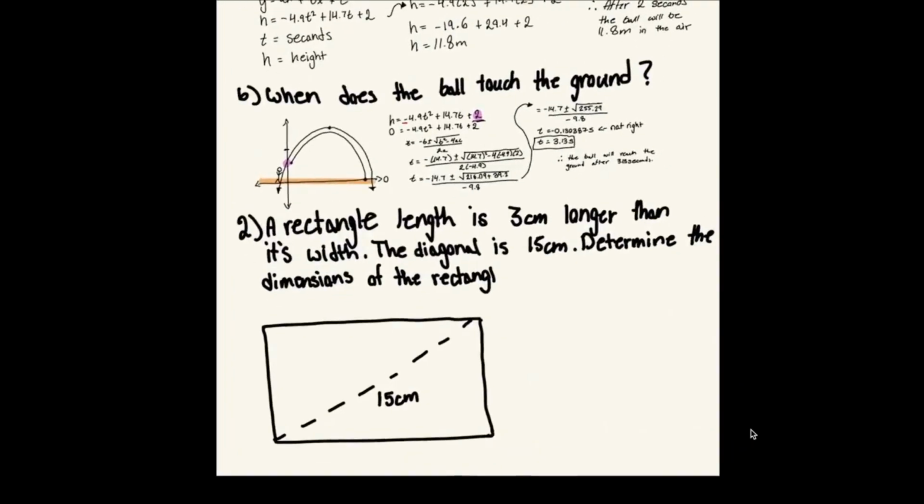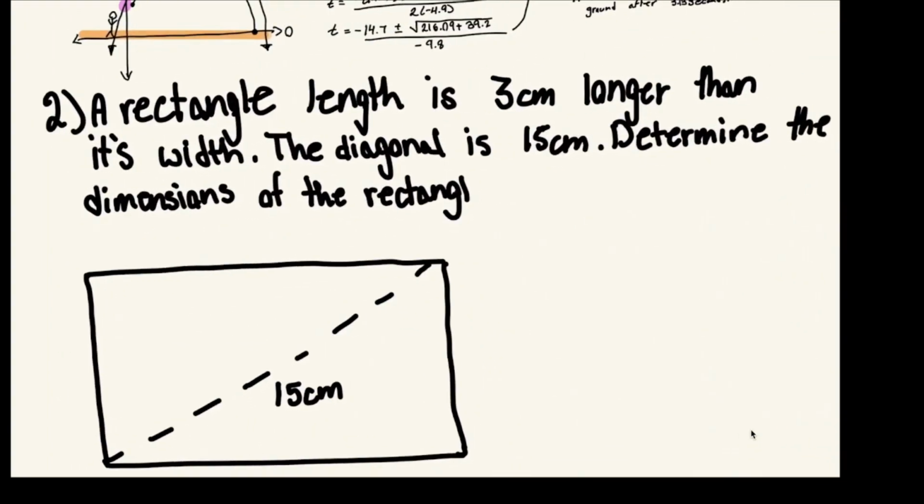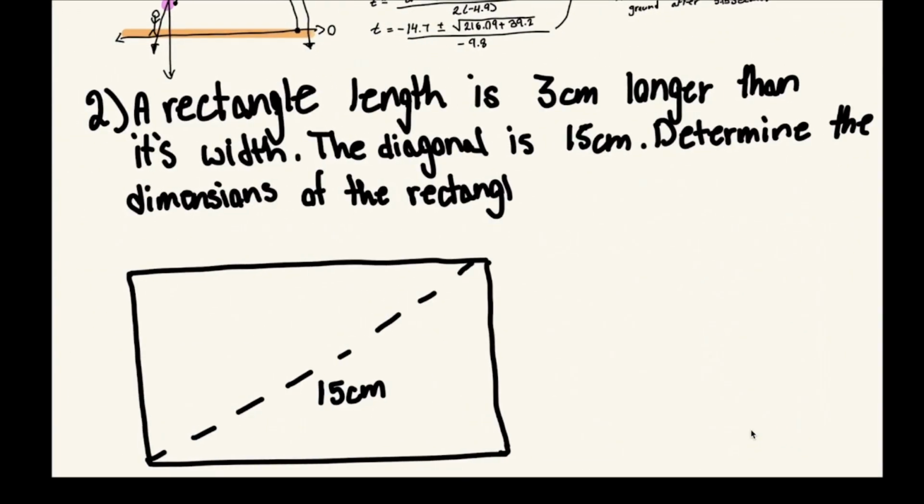Now, if we go to the next question, it's a little different style. There are many different styles of quadratic applications, but this one's not that bad. So a rectangle's length is 3 centimeters longer than its width. The diagonal is 15 centimeters. Determine the dimensions of the rectangle. Let me add that, the rectangle.